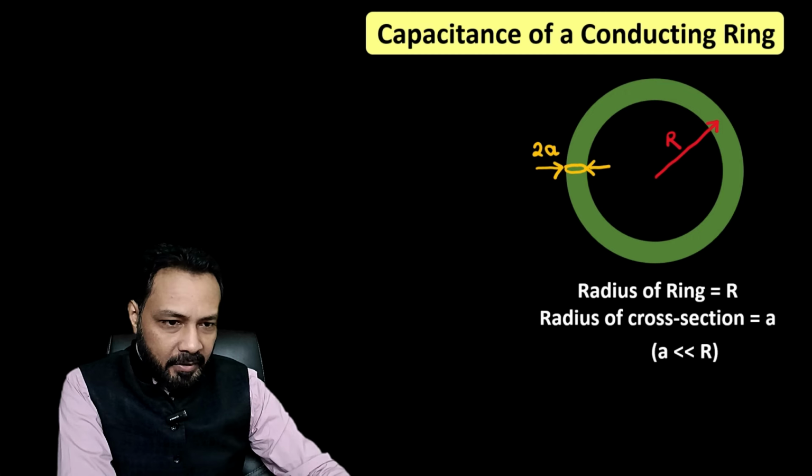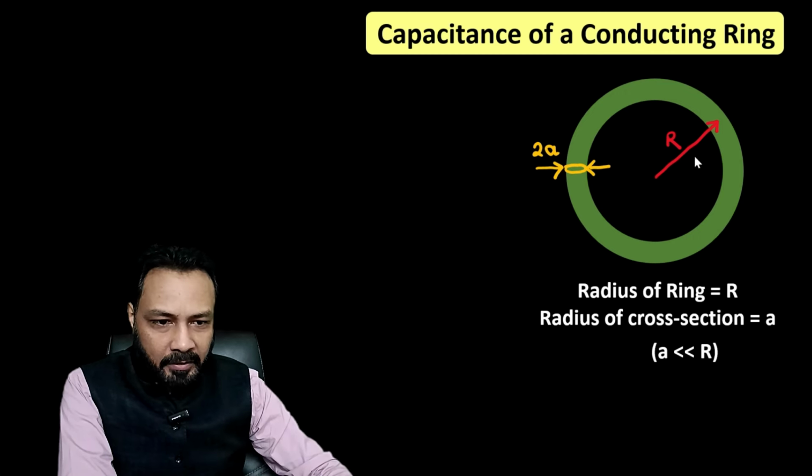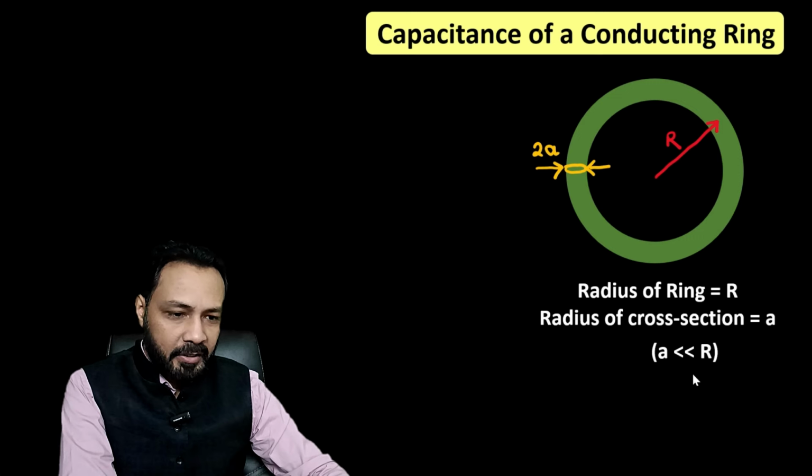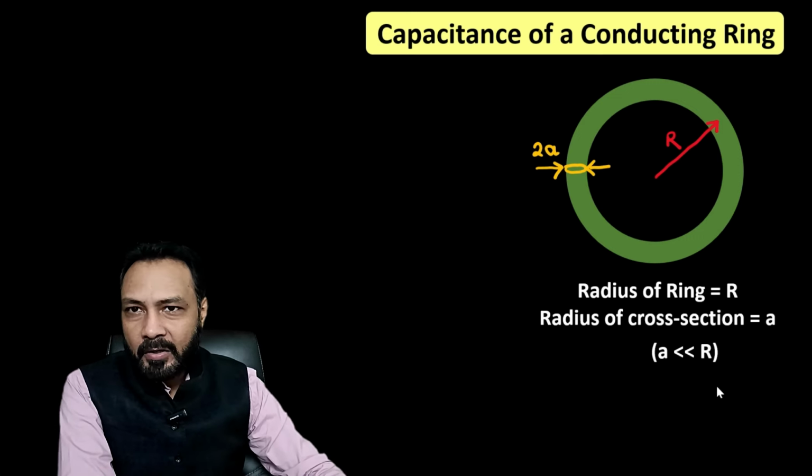So this is my ring, a conducting ring. Its radius is capital R, and the radius of the cross section of this ring is small a, and small a is very small compared to the radius of the ring, capital R. And then we have to find the capacitance of this ring.